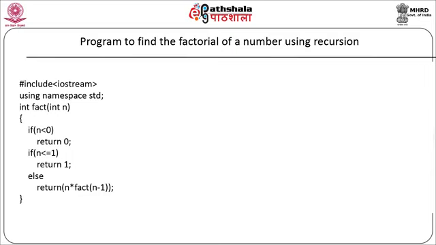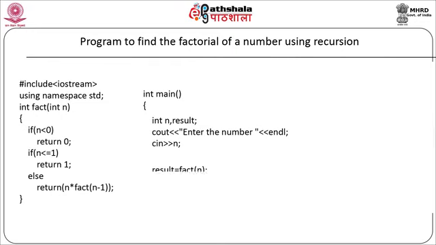So our fact function is a recursive function here. Now we will start with the main program. Integer main, integer n, result. Enter the number: we will accept the number from the user as cin n, and now we are going to give the call to a recursive function fact as result is equal to fact n. Now we will display the result on the screen as cout the factorial is result, and our main program will end.